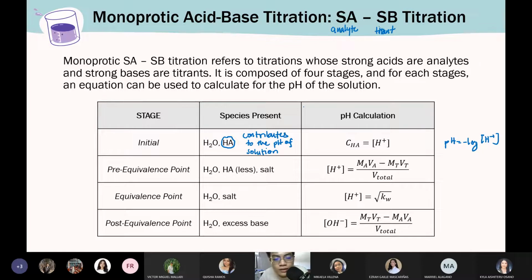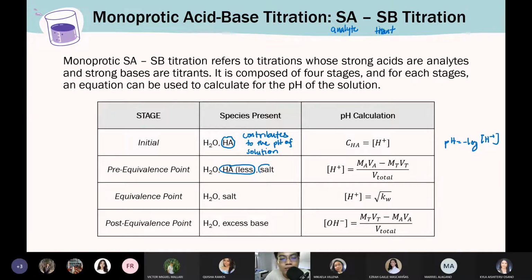Now, let's talk about pre-equivalence point. Between the three species present, water, your acid, and the salt, which of them do you think will contribute to the pH of the solution? Yung water ba? Yung acid ba? O yung salt? Which among them will contribute to the pH of the solution? Sino yung magko-contribute? HA. Actually, HA lang muna. So, just the acid.